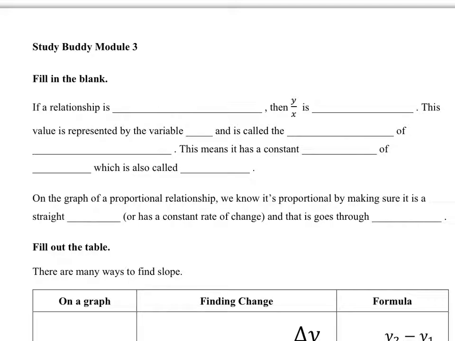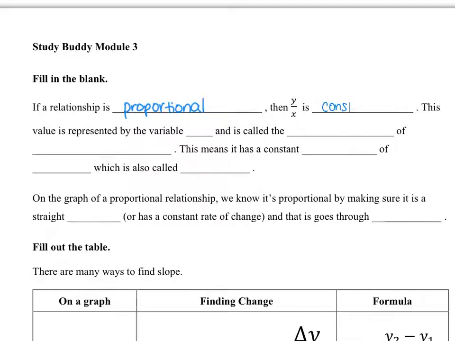So fill in the blank. If a relationship is blank, then y over x is blank. So y over x should tell you that we're talking about a relationship that is proportional. So if a relationship is proportional, then we know the value of every pair of y and x. If you divide y divided by x, that should be constant.